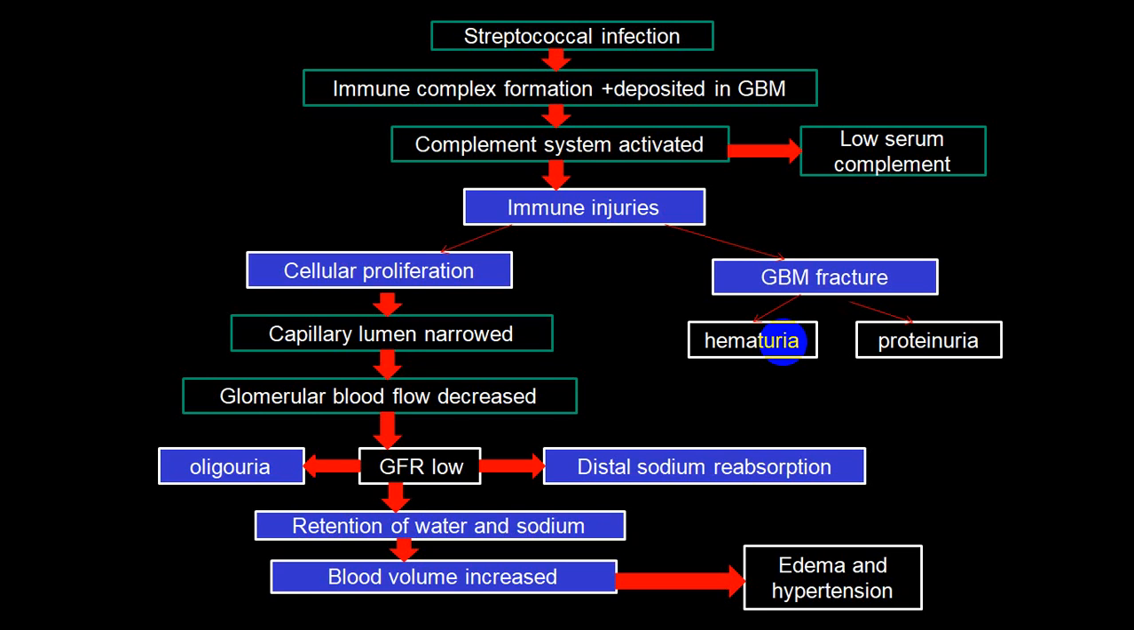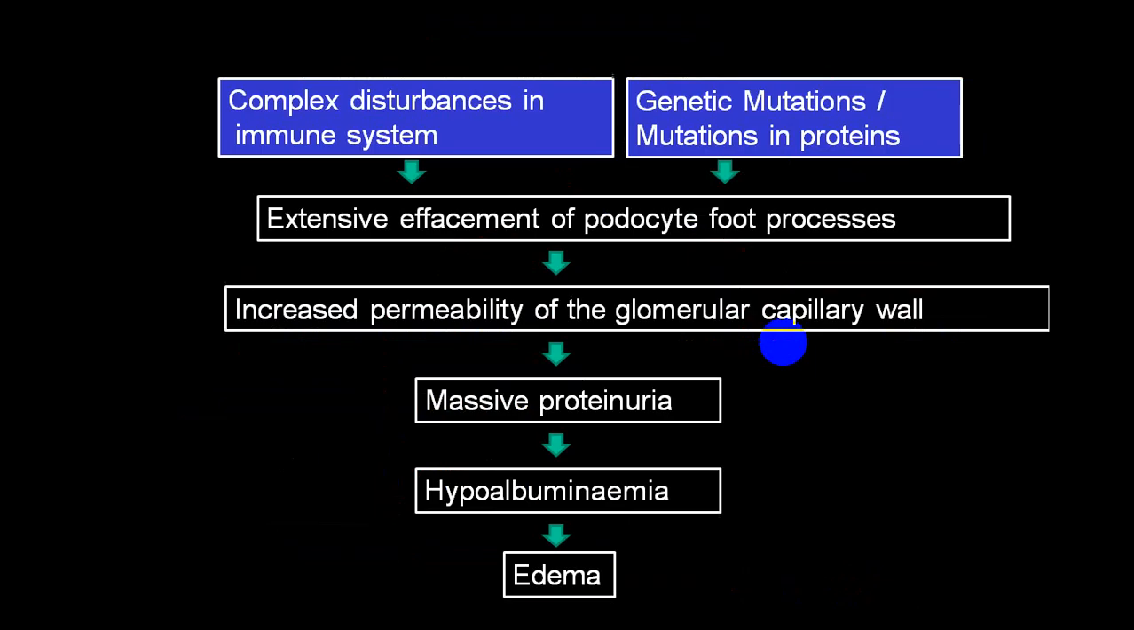Because GFR is low, distal sodium reabsorption is affected, which will produce hypernatremia. Decreased urine output will produce oliguria, and because of decreased urine output, there is retention of water and sodium. Because of retention of water and sodium, there is increased blood volume, which will produce edema and hypertension. This is the prime thing which happens in post-streptococcal glomerulonephritis.